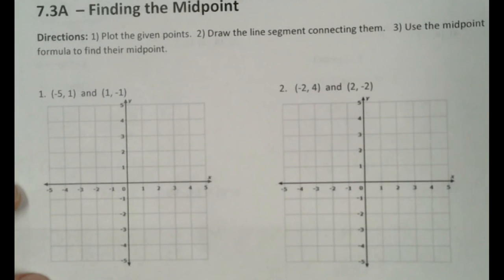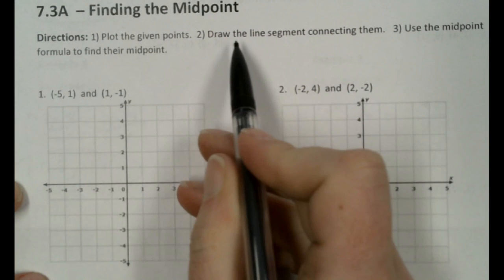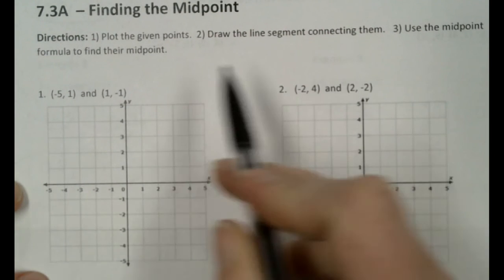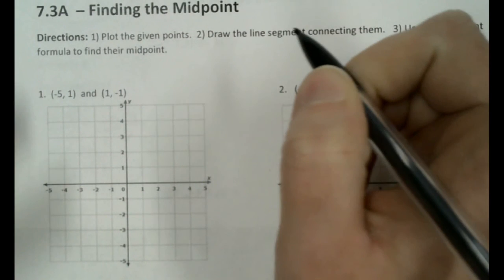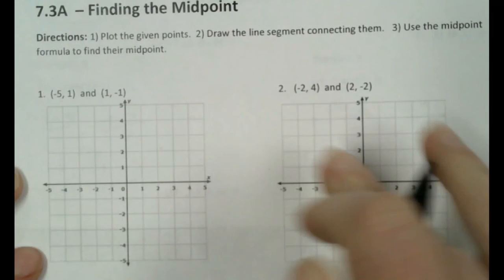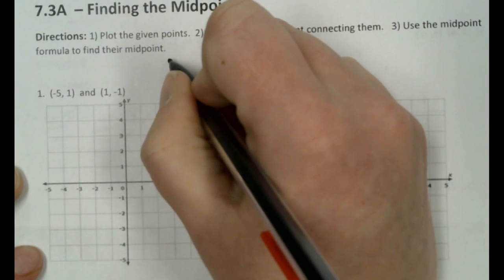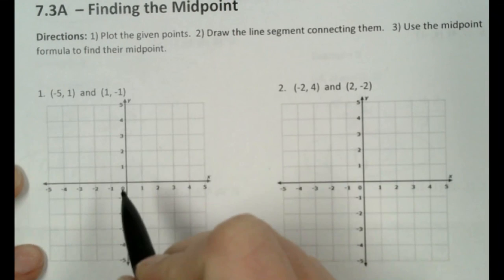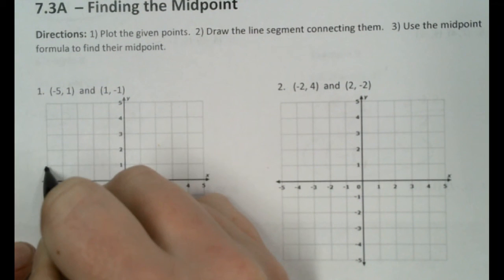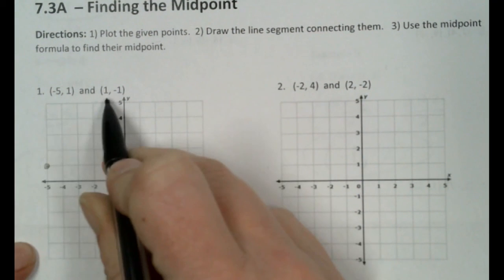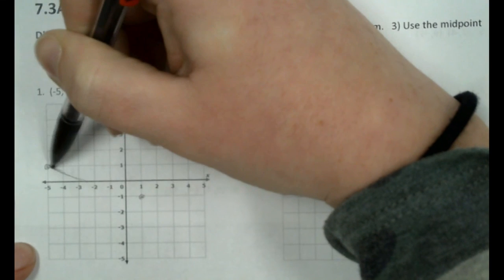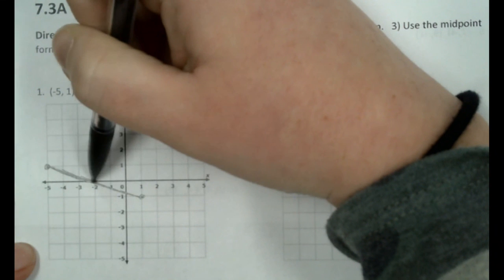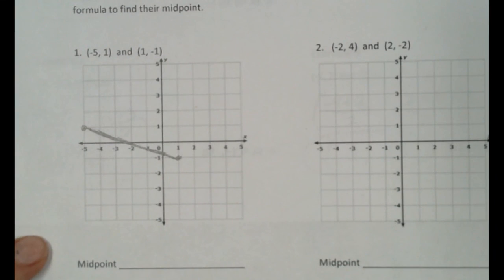Okay, on the worksheet you guys are fixing to do, on number 1, it says to plot the points, draw the line segment connecting them, and then use the midpoint formula. If you don't want to use the midpoint formula, I will allow you on the front to just do it visually. But what that means is, for this first one, -5, 1. For my second point, 1, -1. If you can tell by counting, then you can do it that way, but you just have to be very careful, okay?